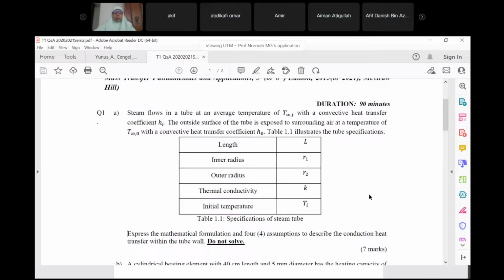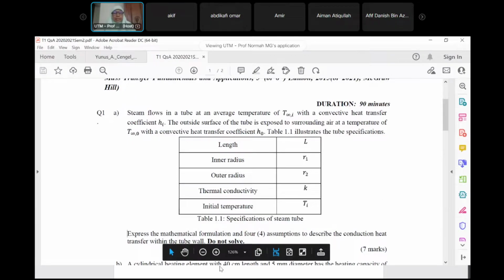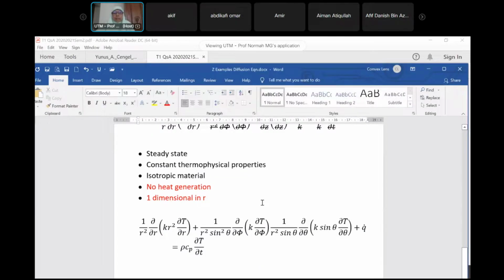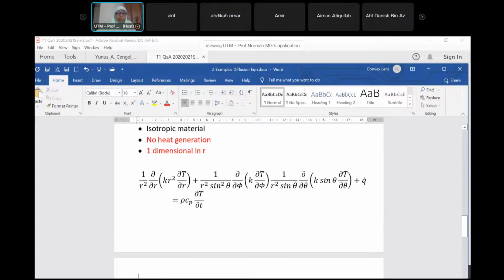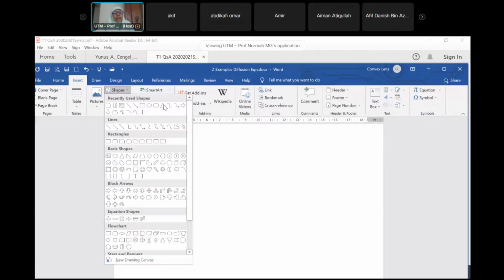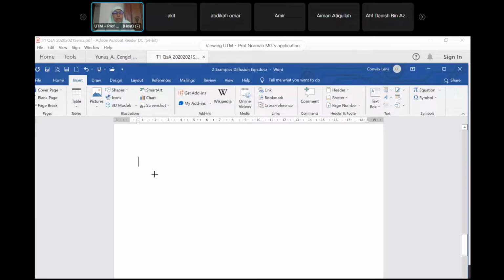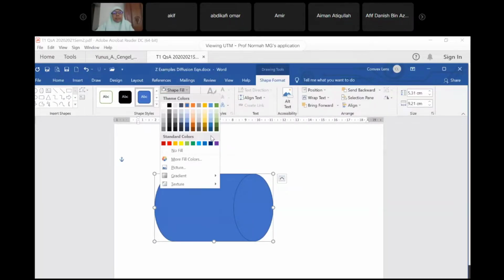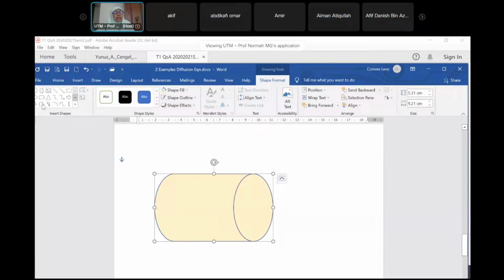Okay. So we have a cylindrical coordinate. Now, let's have a look at the end. I want to give an example. You can see this. So insert a cylinder. And then we want to have another one.